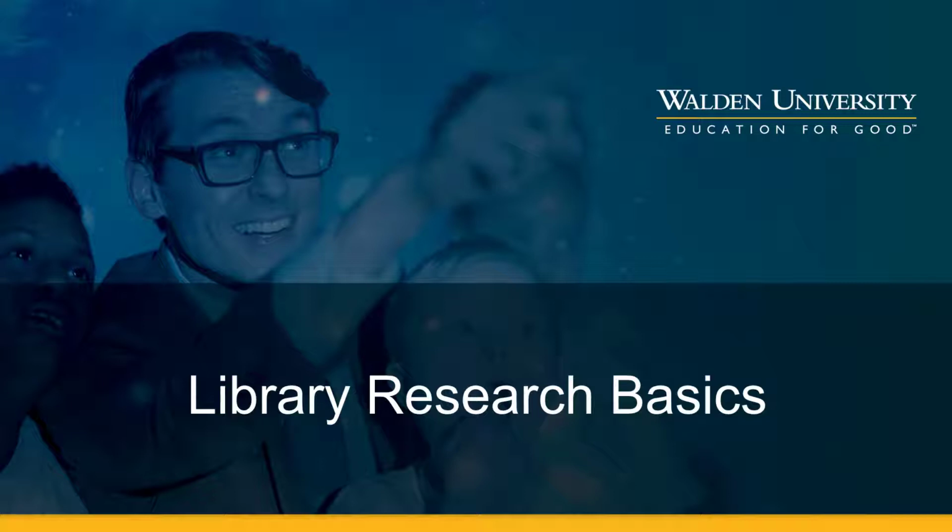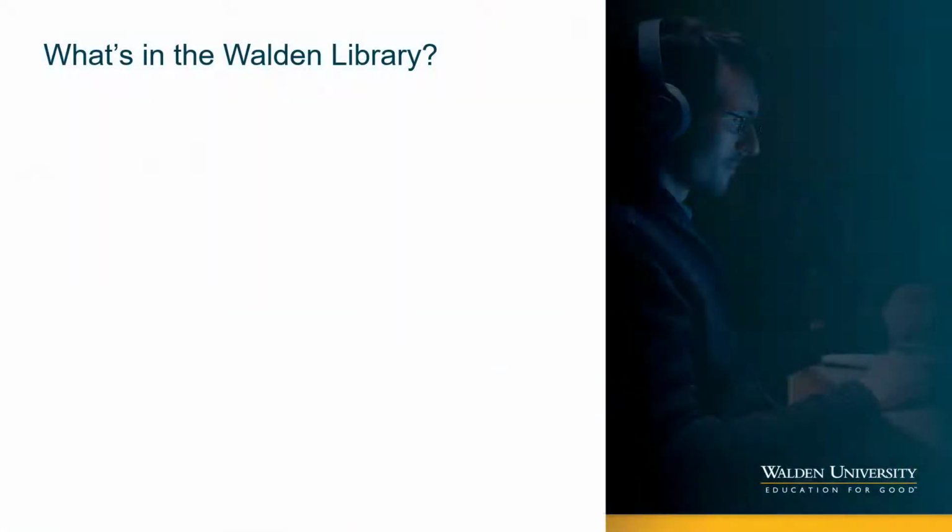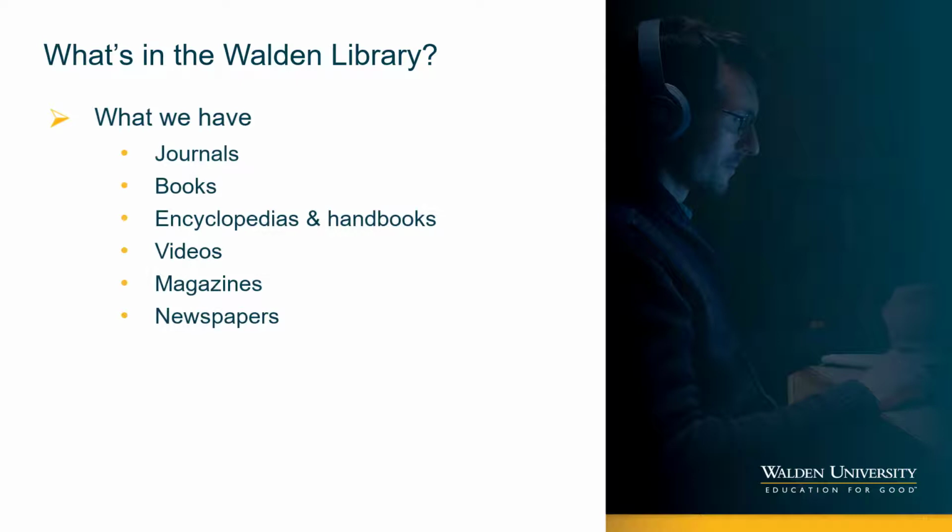Let's get started by going over some common library terminology we'll be using in this session and that you'll be seeing in your courses. First things first, what are you going to find in the Walden Library? The answer, everything you would find in a physical library. Journals, books, encyclopedias and handbooks, videos, magazines, and even newspapers. Because we're an academic library, most of our resources are scholarly and academic, and not what you would find in your public library or bookstore.